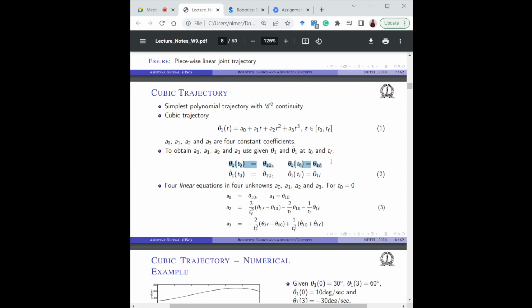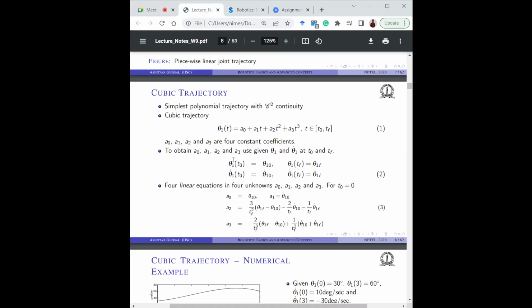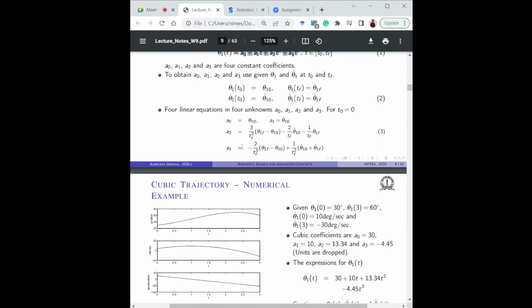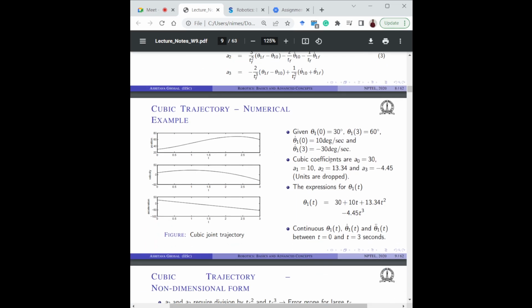So along with positions, we also specify the rate of change of positions, or the velocities at the initial and the final point, so that we now have four conditions and four unknowns to solve for, and that we can do analytically. Okay, and that has been given to you in this slide. This is an example of one such trajectory, where you had been given some initial and final conditions and some initial and final velocities as well.